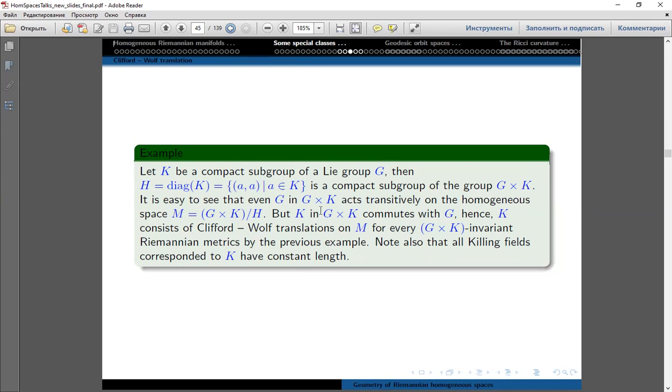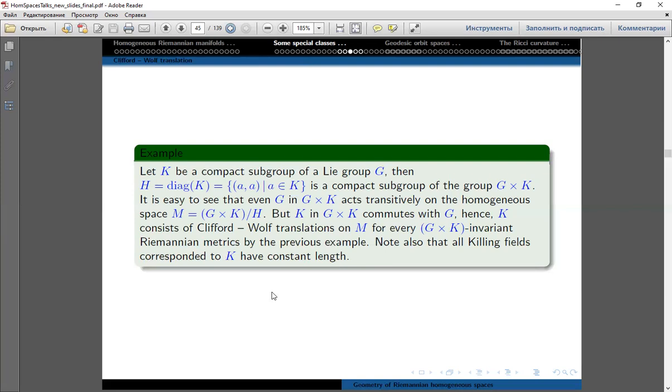Hence, K consists of Clifford-Wolff translations on the manifold M for every G-invariant Riemannian metric, just by the previous example. Hence, we have a very serious amount of Clifford-Wolff translations on these Riemannian manifolds with any invariant metric. We have so many Clifford-Wolff translations as elements of the group K. So it's not so obvious, but it's a fact.